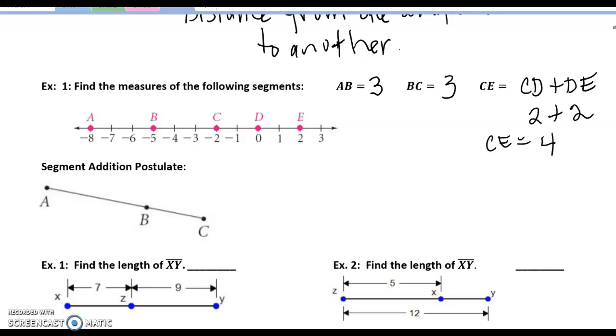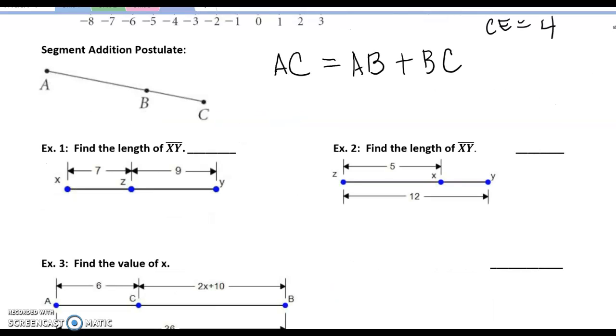So that leads us to the segment addition postulate. The segment addition postulate goes like this: you can have the bigger segment. In this picture, AC is the biggest segment. And you can talk about the length of AC as being the sum of 2 smaller segments, segment AB plus segment BC. Adding those 2 smaller segments together, the sum equals the length of the bigger segment, AC.